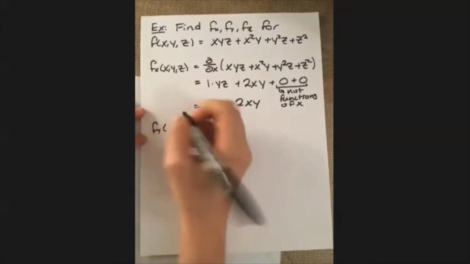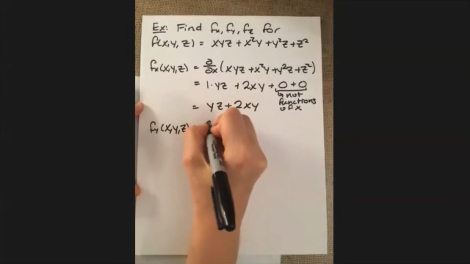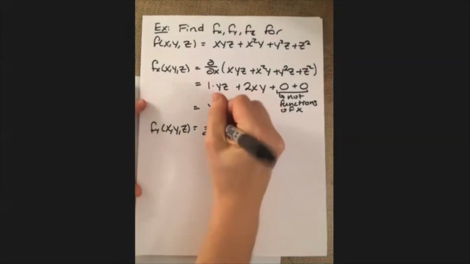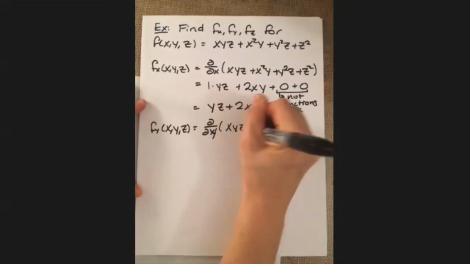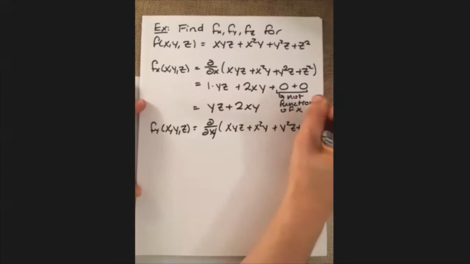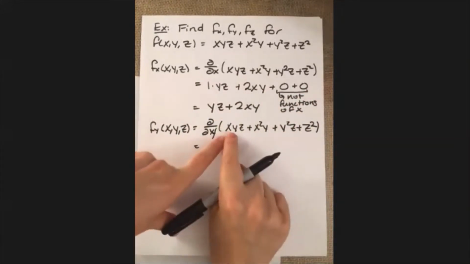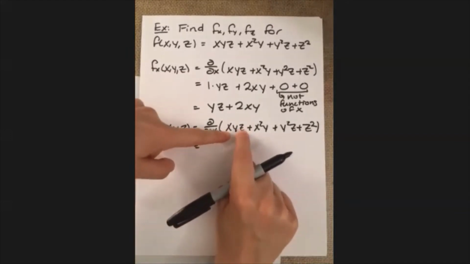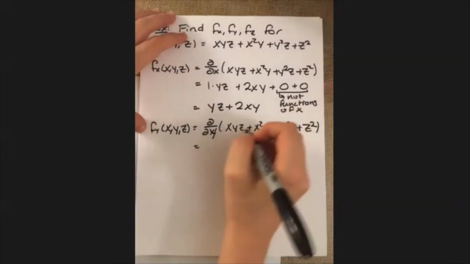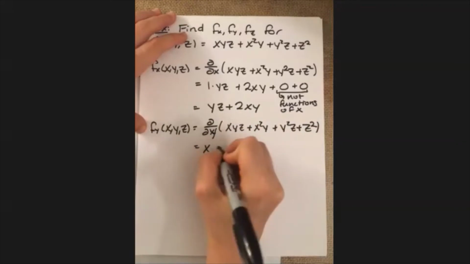We can do the same idea with y, and it uses very similar notation. So I'll have partial with respect to y of xyz plus x squared y plus y squared z plus z squared. Okay, so again, treating the x and the z this time as though they were numbers and taking the derivative with respect to y, we're going to get that the y becomes just a 1 when we take the derivative of that, and then we're just left with the x and the z.